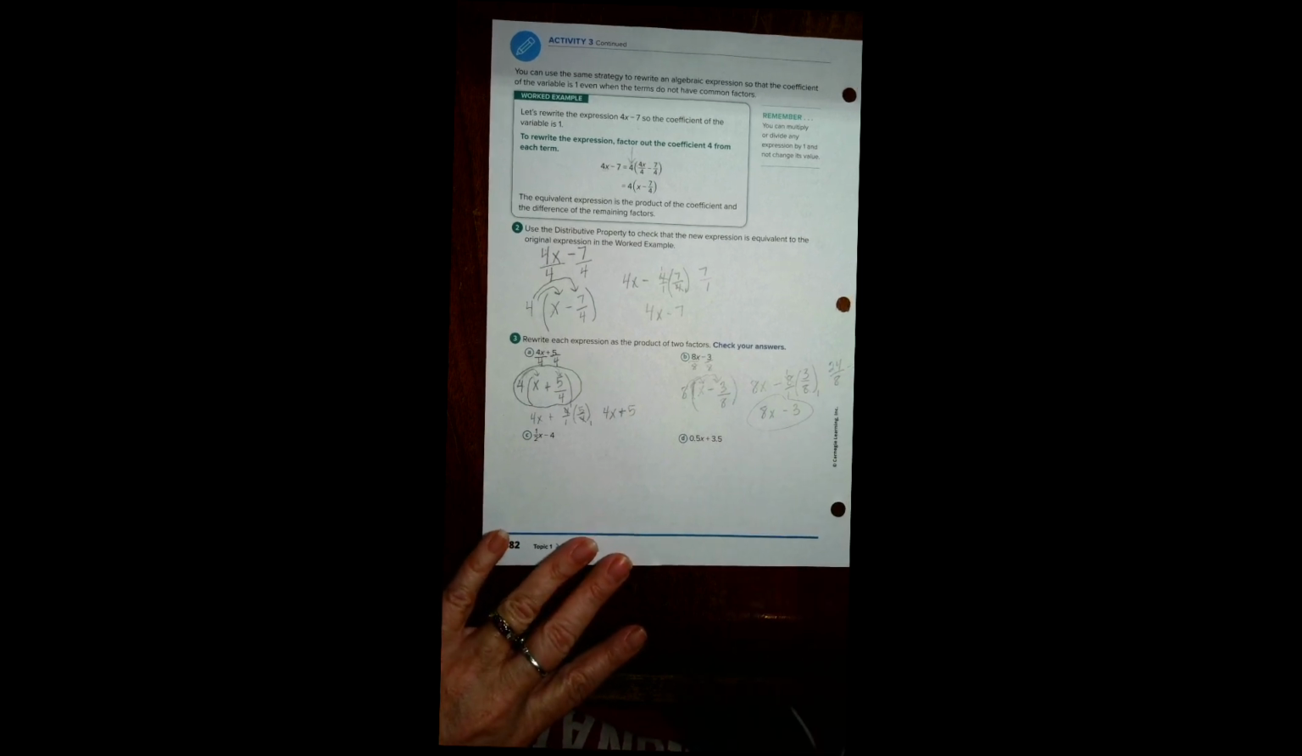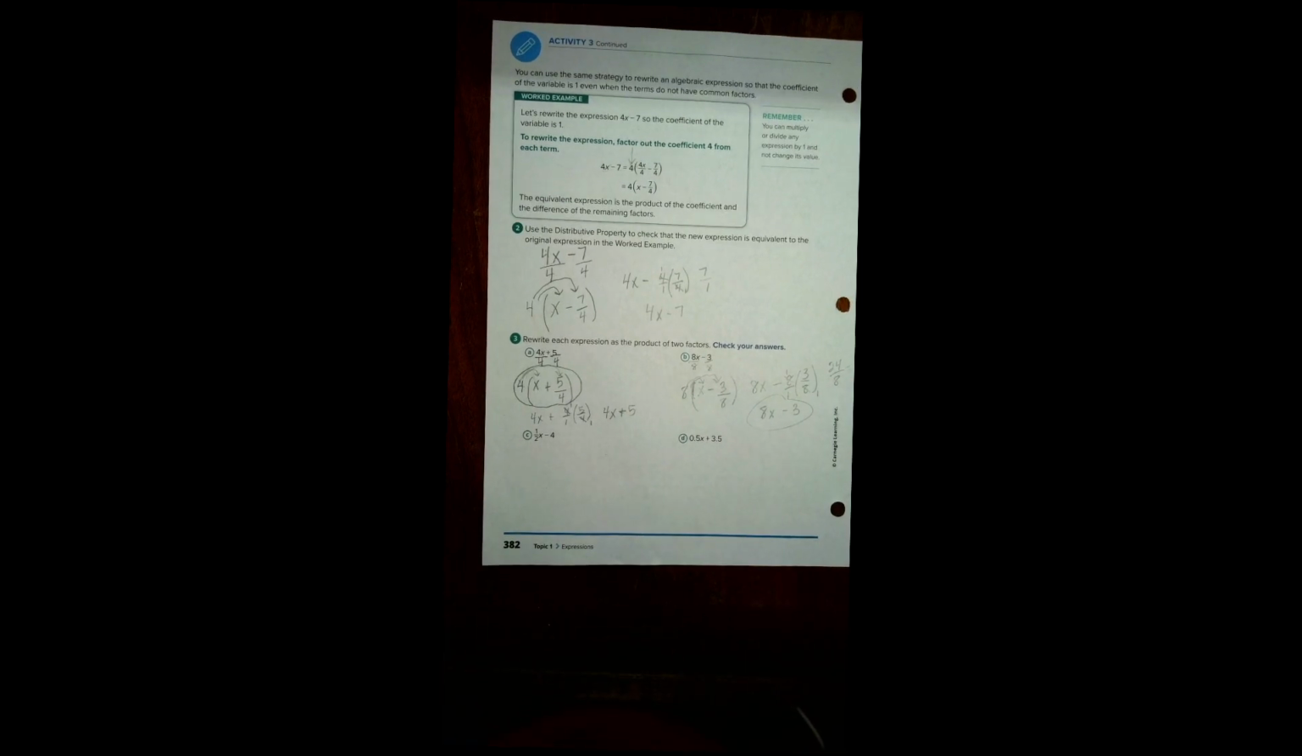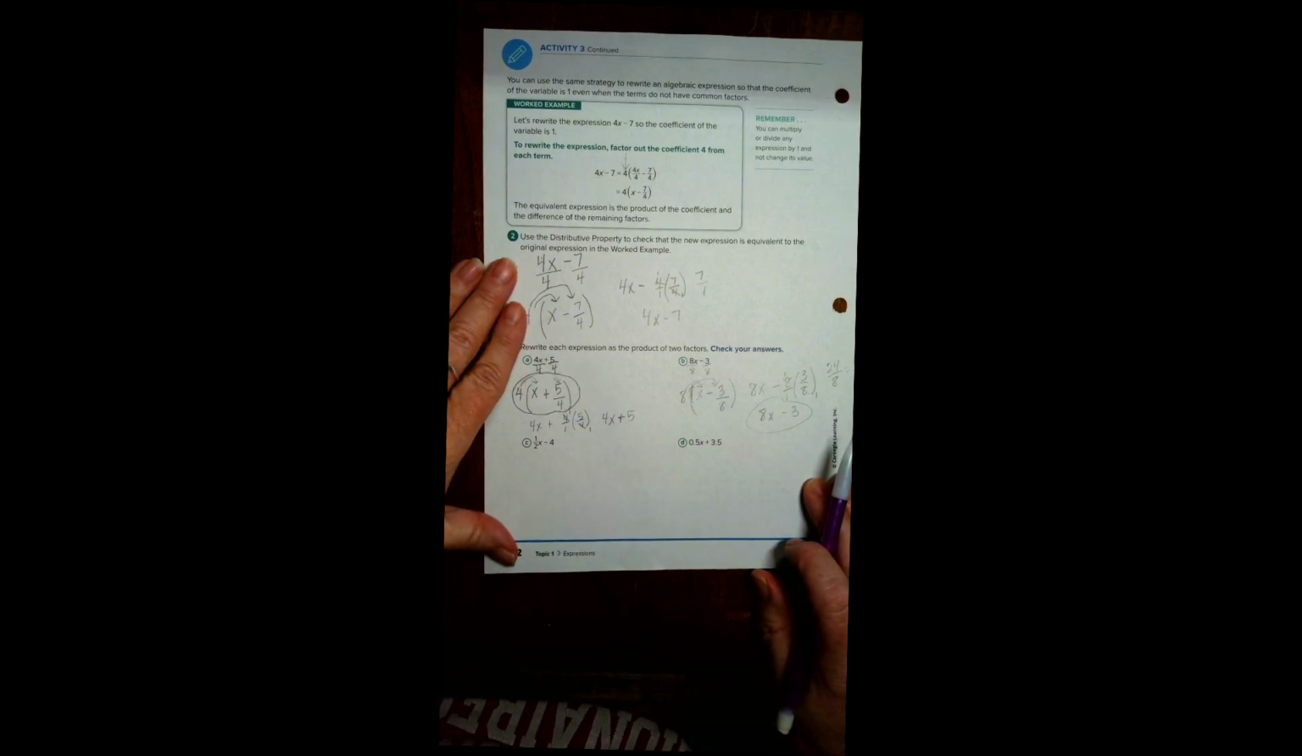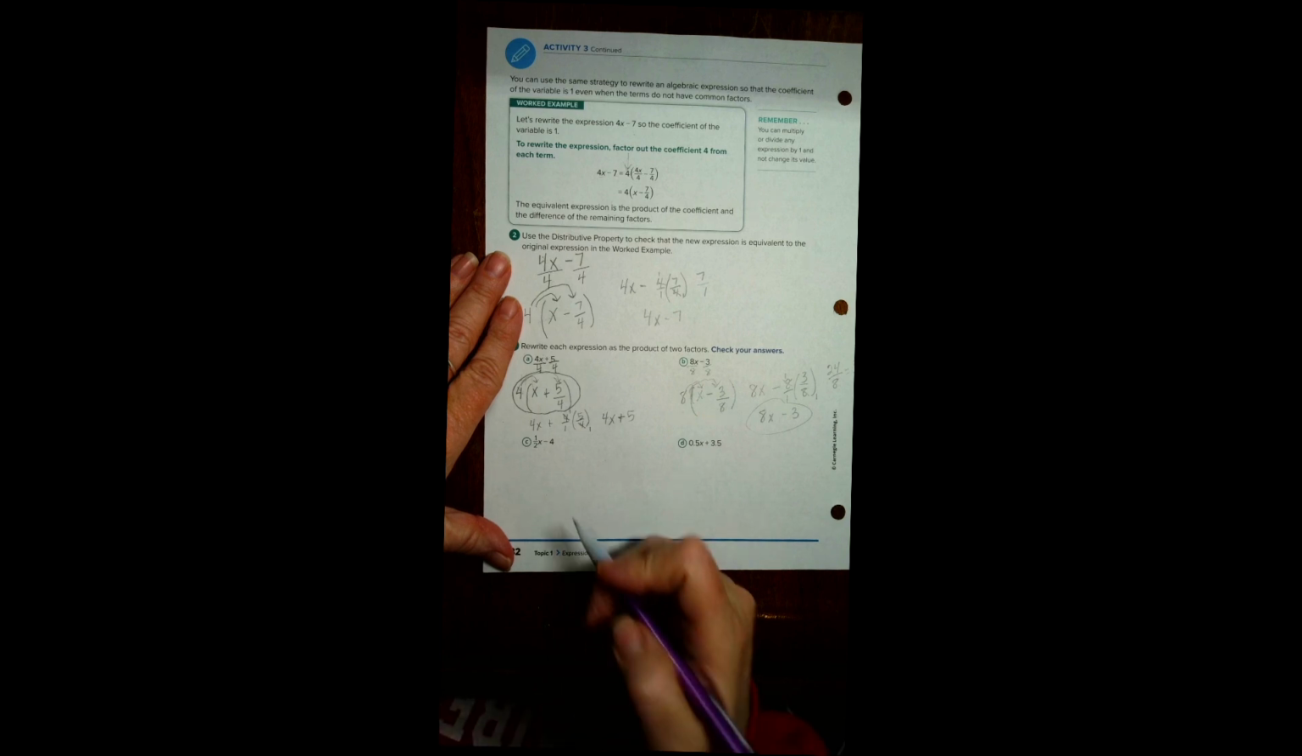Okay. Trying to decide if I want to do C and D. All right, we're going to give it a shot. Not sure how you're going to do with this.